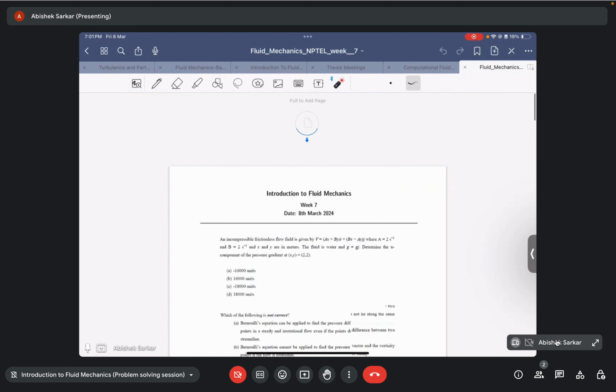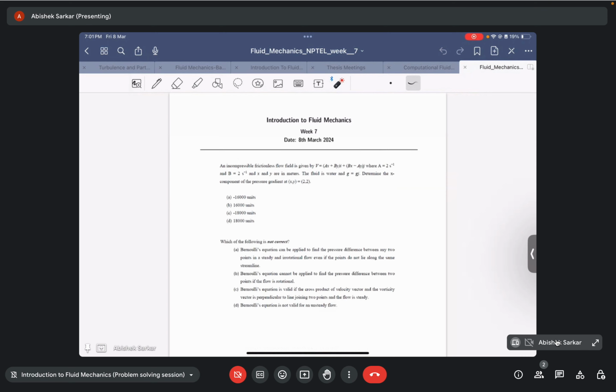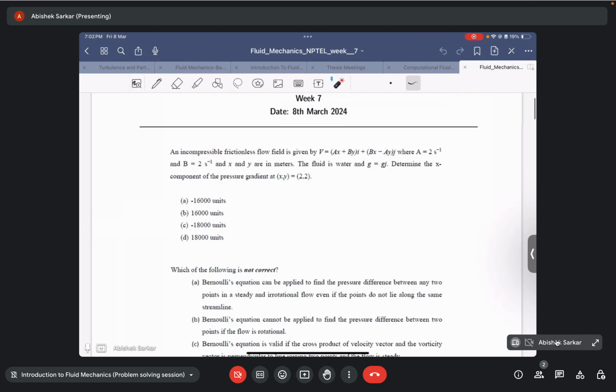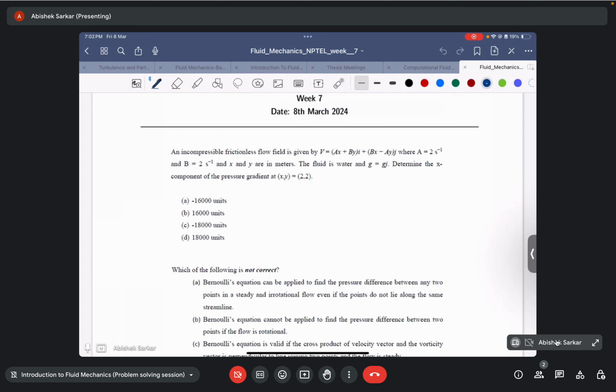The first question is given here. Let me just zoom it a bit. This is the first question: an incompressible frictionless flow field is given by this velocity field, where a is equal to 2 second inverse and b is equal to 2 second inverse, and x and y are in meters. The fluid is water. Again, it is very important to know the density. The body force, or the acceleration due to gravity, is along the positive j direction. Determine the x component of pressure gradient at the point 2, 2.